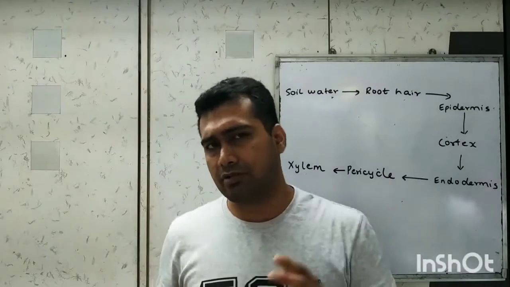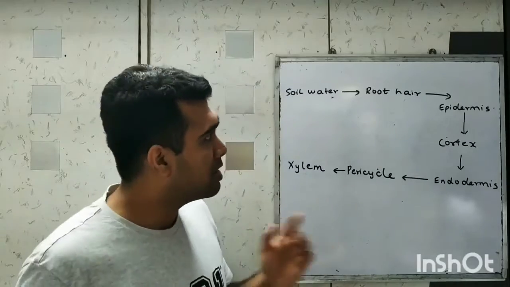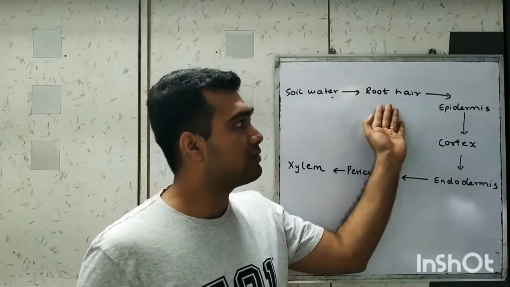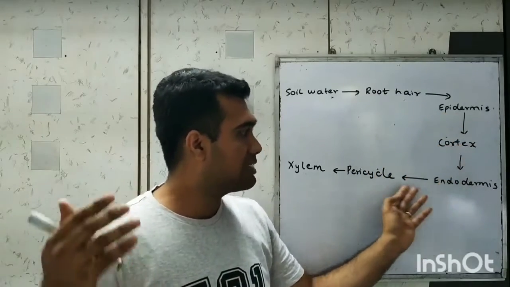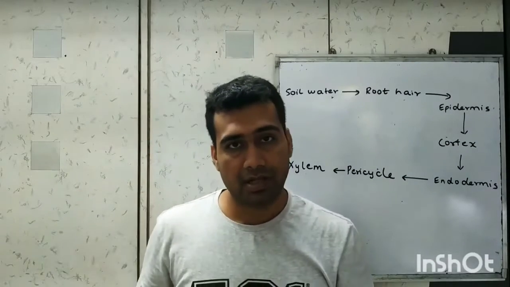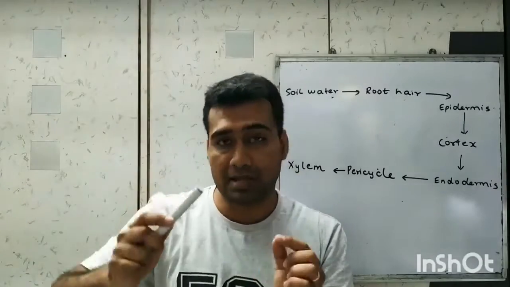Now let's study the direction of the cell-to-cell conduction of water by the roots. First, the soil water is absorbed by the root hair by osmosis. Then it is transferred to the next tissue called epidermis, then the cortex, endodermis, pericycle, and finally a deep tissue named xylem. Now xylem is responsible for the transportation of water to all the parts of the plant.